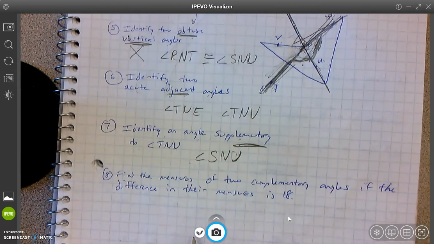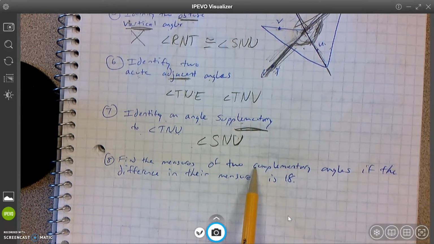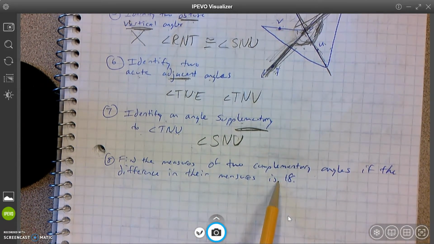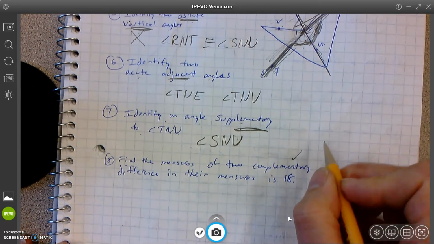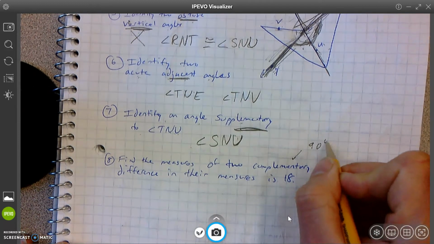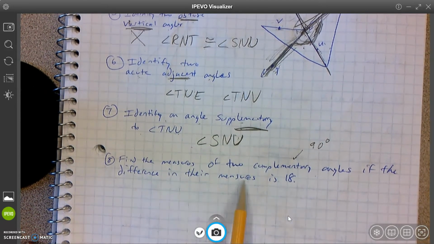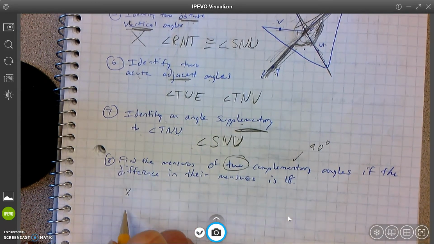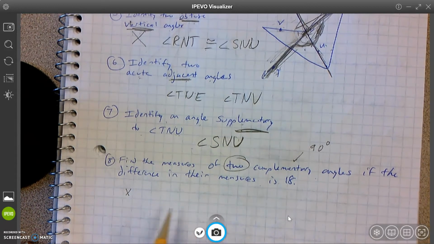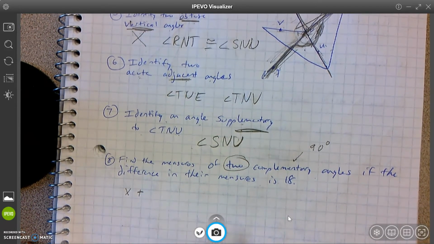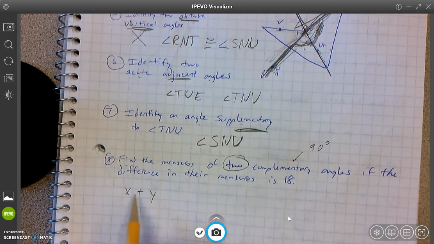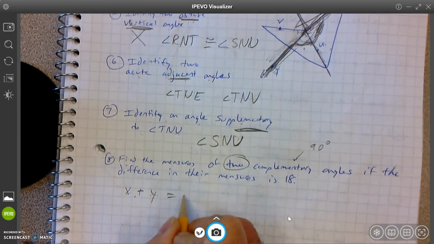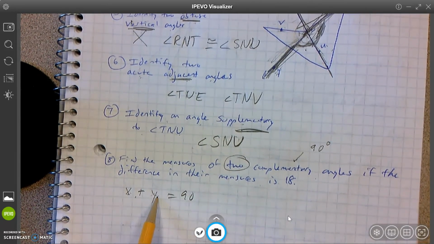My bad. Okay. Next, find the measures of two complementary angles if the difference in their measures is 18. Okay. Two complementary angles. What's complementary mean? I always annotate my problem. That means adds up to 90 degrees. The difference of their measures. So you're going to have two angles. So let's call one X and one Y. So if I add these up, if I add one angle and the other angle, I don't know what it could be. It could be 60 and 30, could be 89 and 1, whatever it is going to add up to 90. Whatever the first angle and the second angle is.